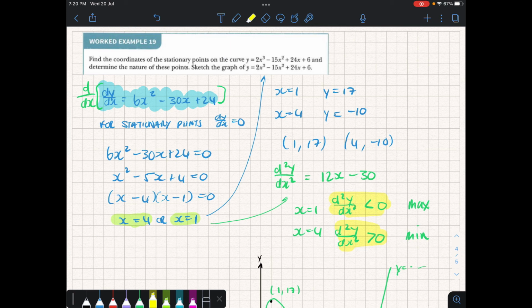Now, if your second derivative is equal to 0, then you have a point of inflection. But for additional mathematics, that's not something that's required of you to know. It's just interesting, but not necessary for your exam.